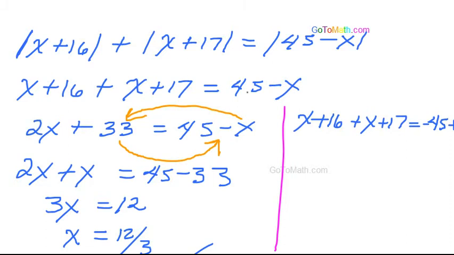Plus x. Right, we're distributing that negative across. Okay, so we end up with 2x, 16 and 17, I already did that, 33, is equal to negative 45 minus x. Okay, so let's go ahead and take this negative x over to this side so it becomes positive x.